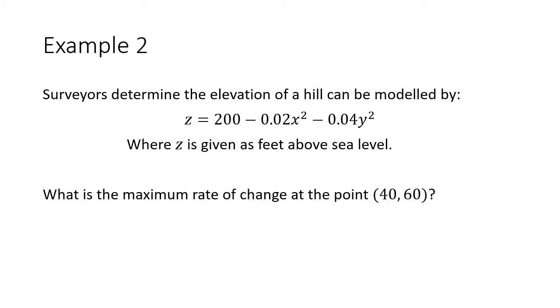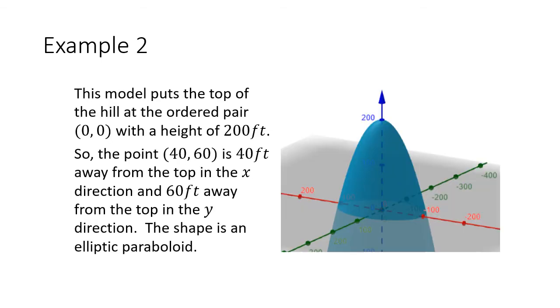So how do we actually use this in practice? Well, for example 2, let's say that we have surveyors who determine that the elevation of a hill can be modeled by this particular formula. Z equals 200 minus x squared over 200 minus y squared over 400, where Z is your feet above sea level. And my question I want to answer is, what is the maximum rate of change at the point 40, 60?